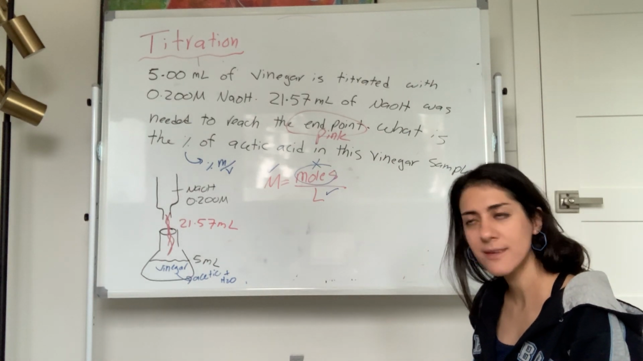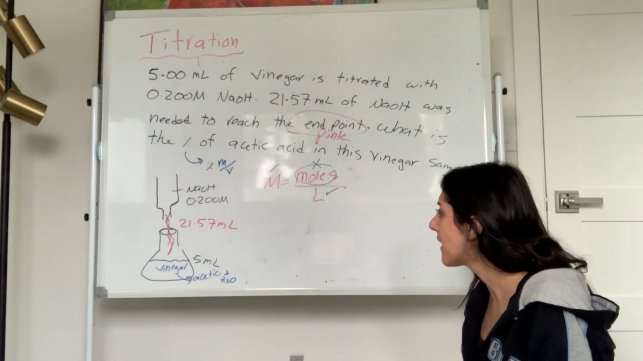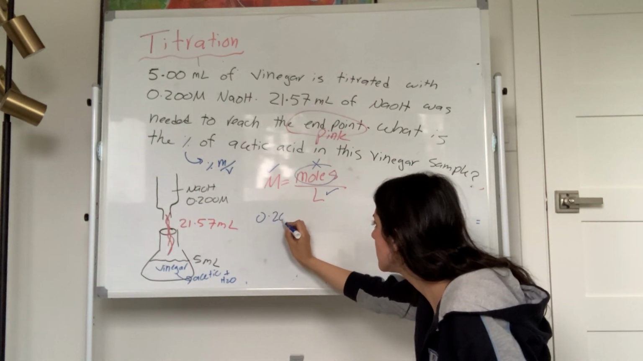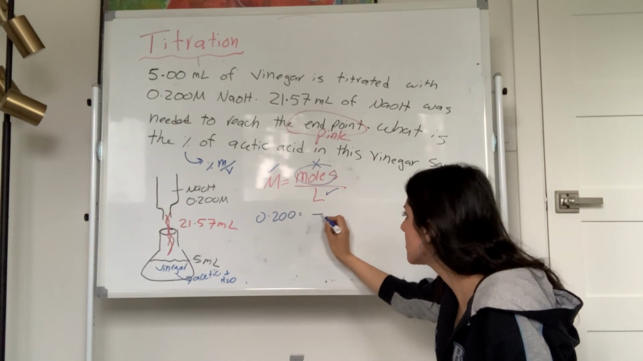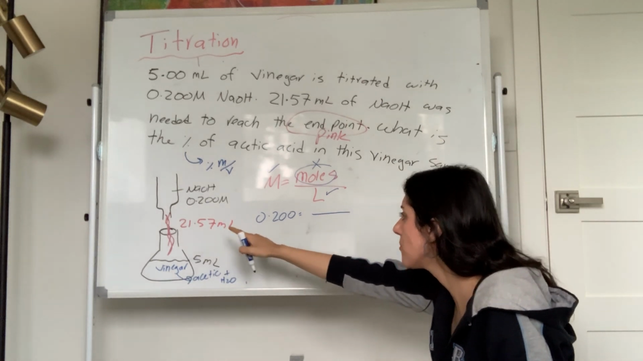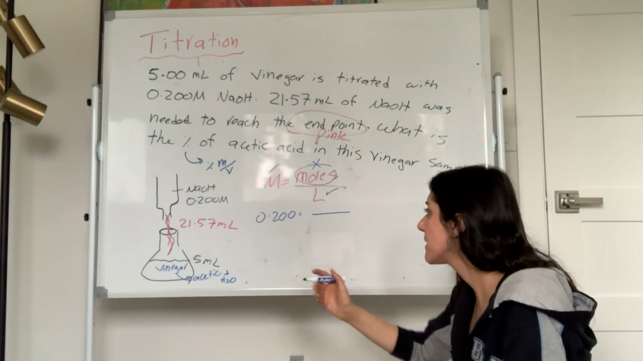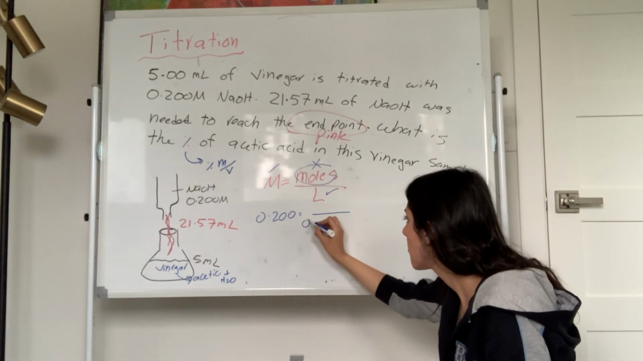Yes, you can. So, what is the molarity of NaOH here? It is 0.200. How much of it did you add? 21.57 ml. But you have to convert it to liters, right? Divided by 1,000, what do you get?